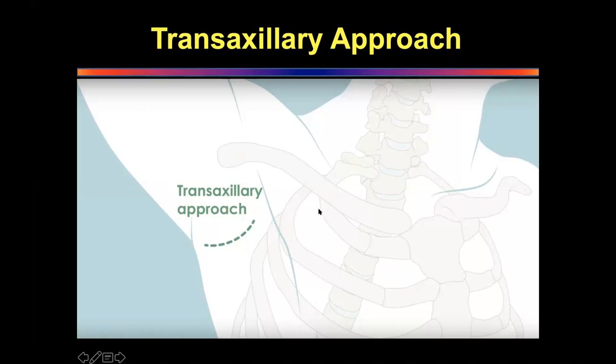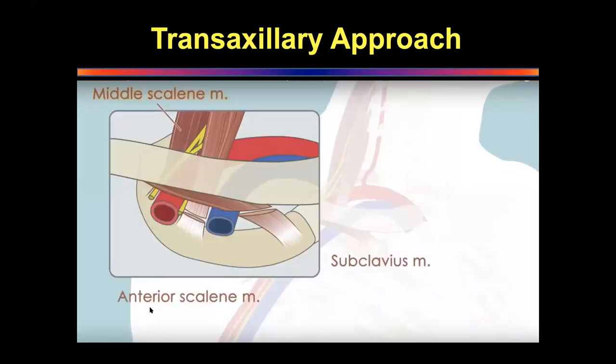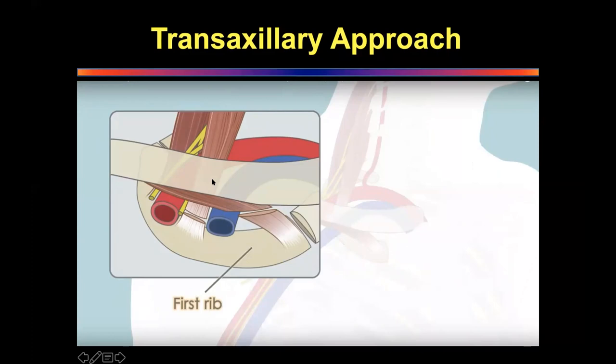Of course, you've got to be careful and make sure that you don't damage anything. But the transaxillary approach gives you direct access to the rib straight away without having to go between the neurovascular structures. So this is the first rib here, and these are the muscles that you want to get to. And you want to cut the muscles. You want to cut the subclavius muscle. So you cut these two muscles, you cut this muscle, and you cut the first rib. But you're not touching any of the neurovascular bundles. And all of the surgery is done on the first rib.